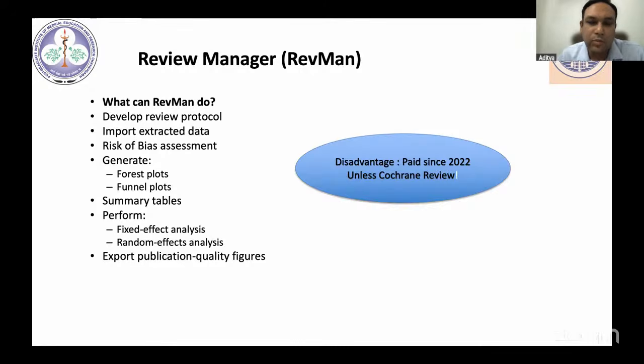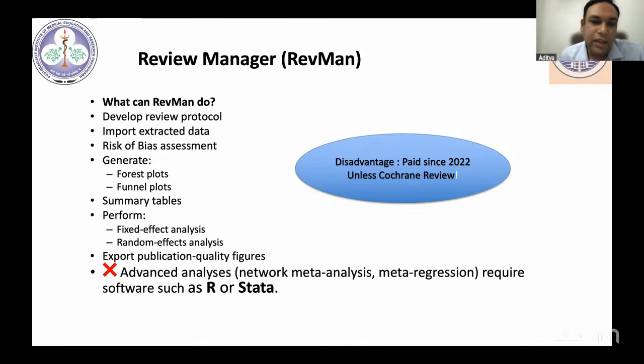It will calculate the risk of bias assessment. You'll get your forest plot, you'll get your summary tables, and it will apply fixed effect, random effect analysis and whatnot. But now, since it's not free, you might have to learn R or Stata yourself, or collaborate with somebody who is very well conversant with R or Stata, like probably Professor Vasudeva.